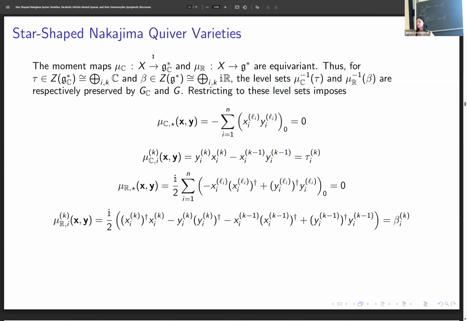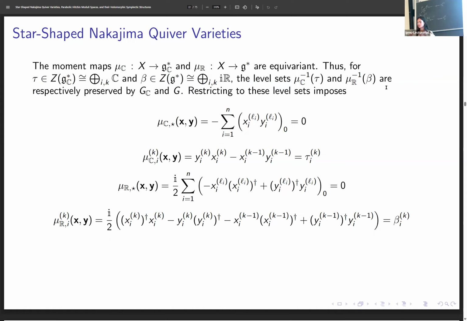So moment maps are G-equivariant with respect to the coadjoint action on the dual Lie algebras. So if you take central elements of the dual Lie algebras, the level sets defined by those central elements will be preserved by the group actions, respectively. So I call this the tau level set and the beta level set.